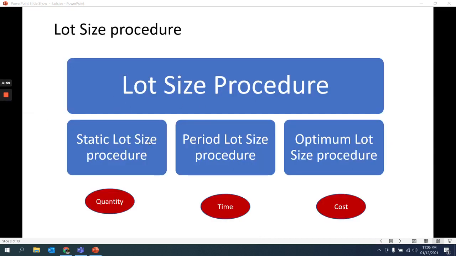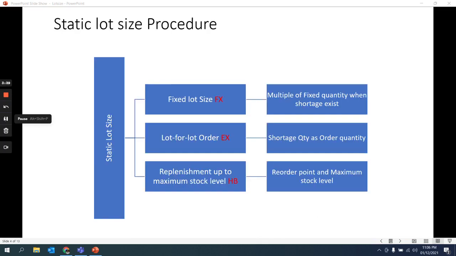Generally, lot sizing procedures are categorized into three groups: static, period, and optimum lot sizing procedures. Static lot sizing procedure uses quantity as a key criterion, period uses time, whereas optimum lot size procedure uses cost as a key criterion. So coming to static lot sizing procedure, we have three different types of static lot sizing procedure in SAP. They are fixed order, lot for lot order, then replenishment up to the maximum stock level.